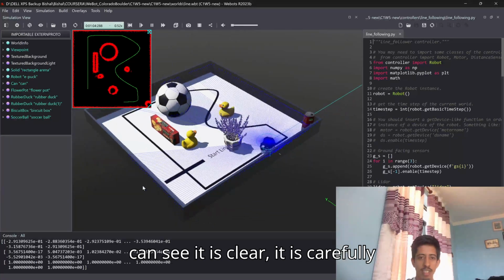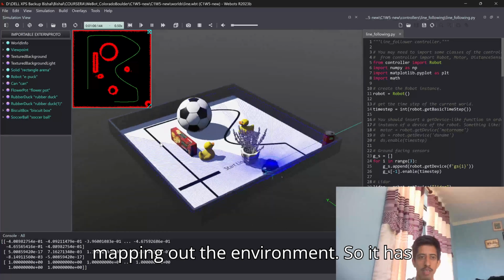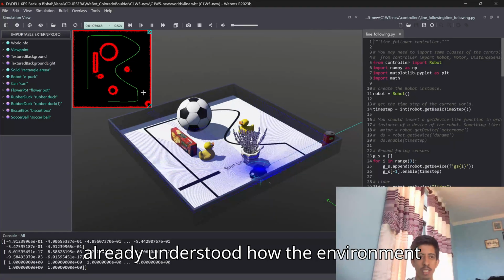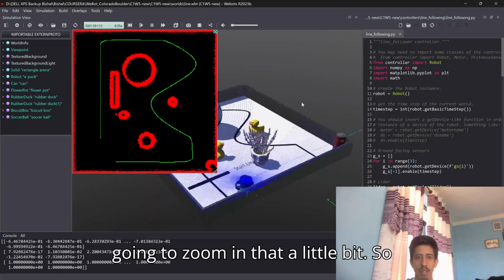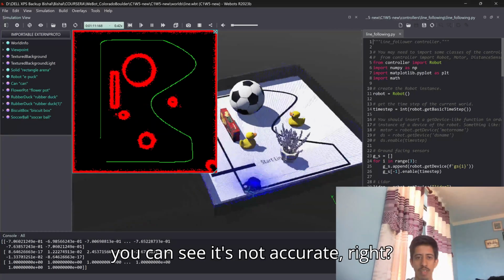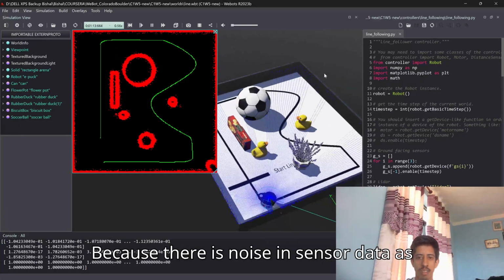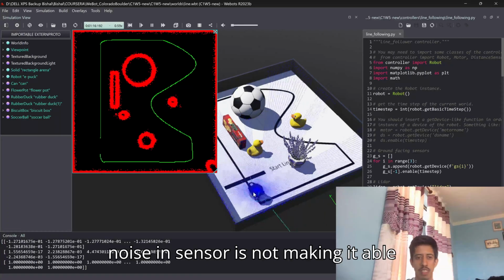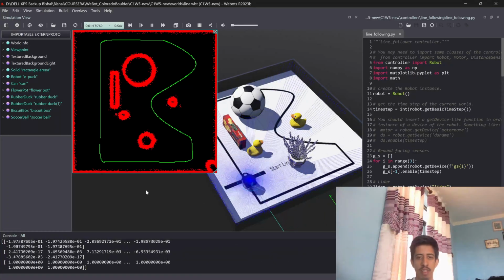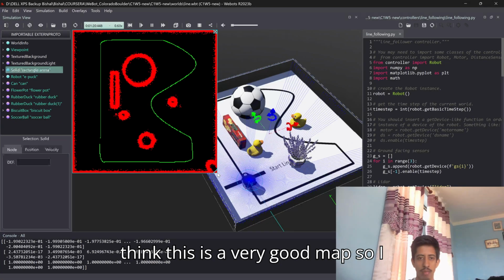So as you can see, it is carefully mapping out the environment. It has already understood what the environment looks like. Again, I'm going to zoom in on that a little bit. You can see it's not accurate, right? Because there is noise in the sensor data as well. The noise in the sensor is not letting it accurately predict. But look at this. I think this is a very good map.